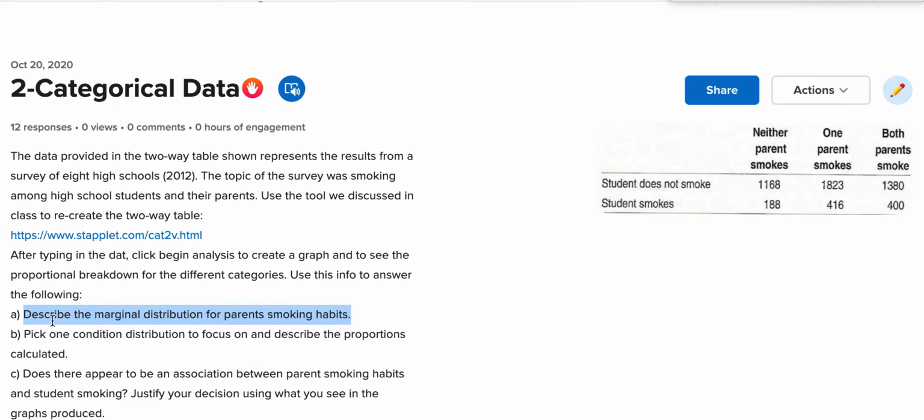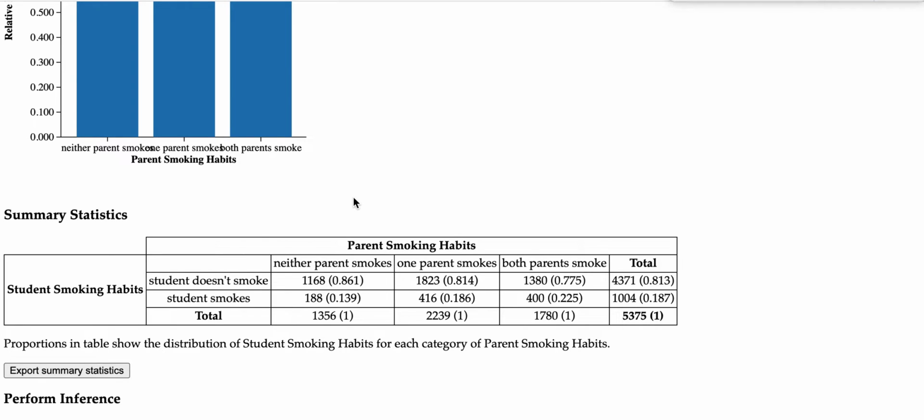Okay, part B, pick one conditional distribution to focus on and describe the proportions calculated. So this time they did ask us for the proportions, so we will use the summary statistics there. So based on the explanatory variable, we have three conditional distributions we can choose from. So neither parent smokes in the household, one parent smokes in the household, and both parents smoke in the household. So the reason why we call it a conditional distribution is we are no longer looking at the overall total of 5,375. We are now just looking at the condition that fits the column that we're working with.